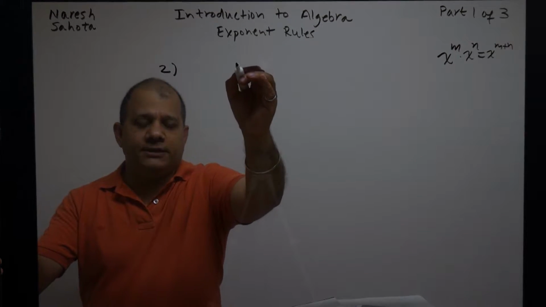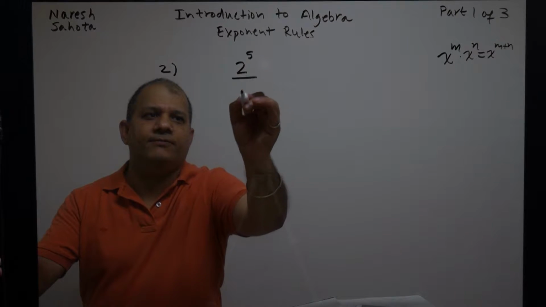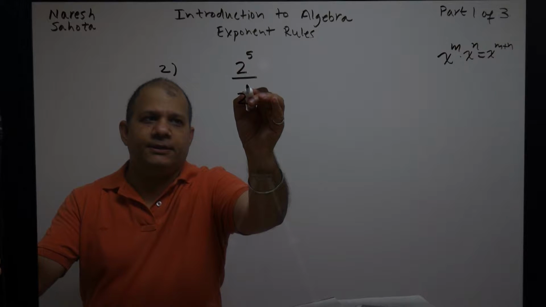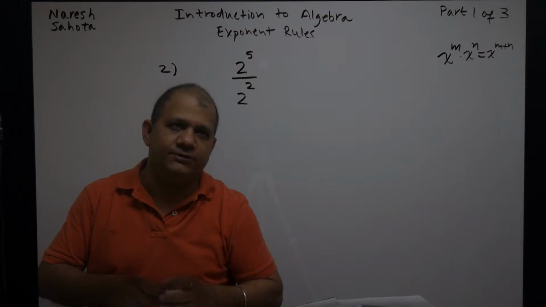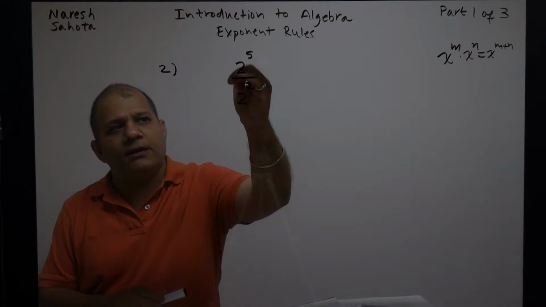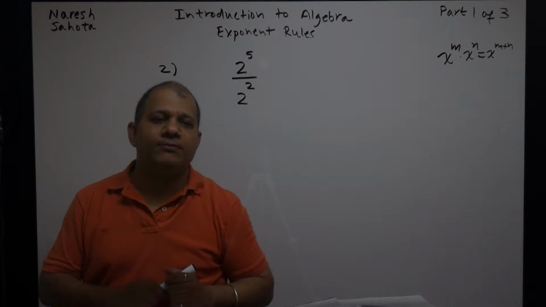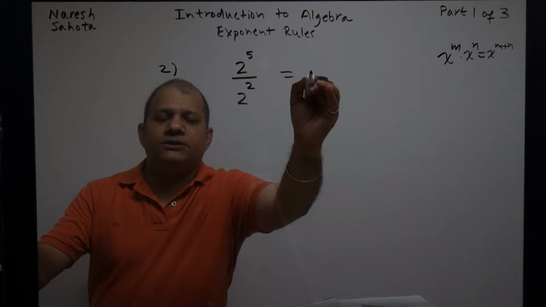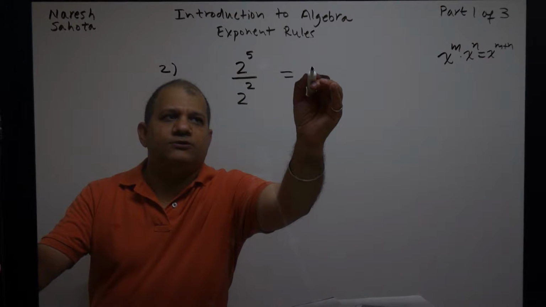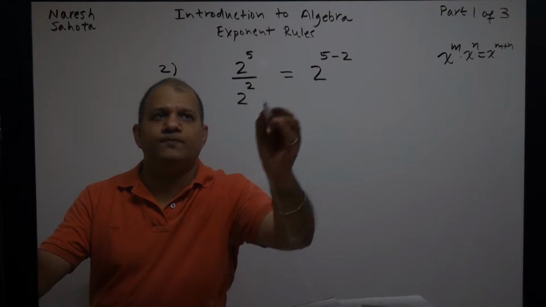So the second rule is, what if we divide? So let's say 2 to the 5 divided by 2 to the 2. So this time we'll divide, we'll use the same base. So here I'm dividing same bases. So what happens when we divide with same bases? We end up subtracting the exponents. So this will become 2 to the 5, take away 2.